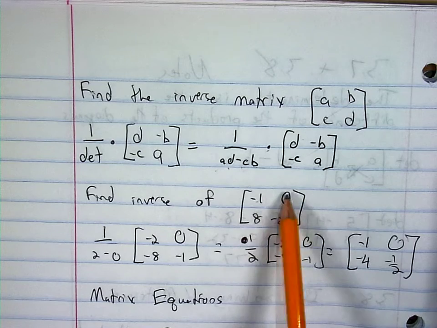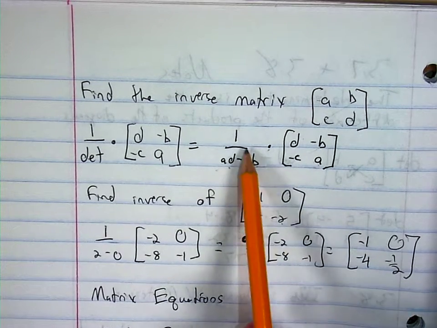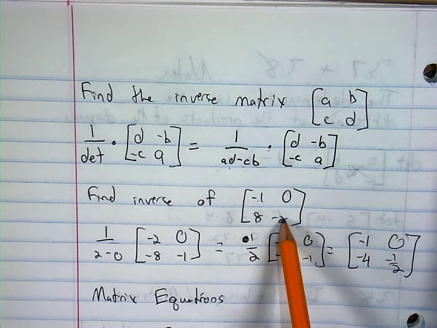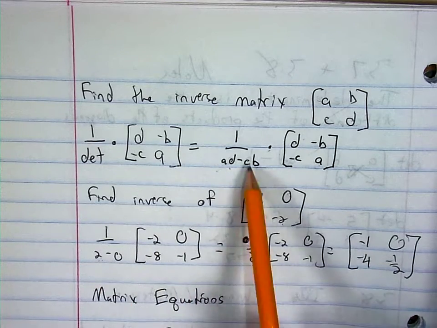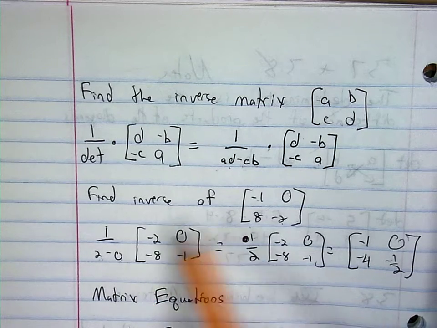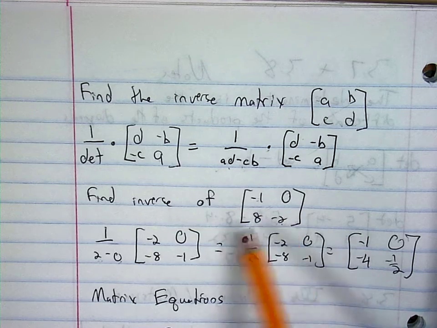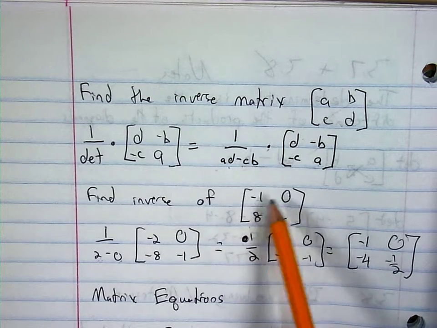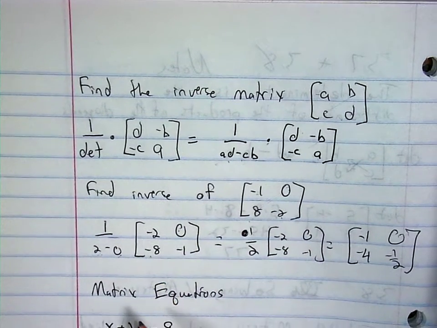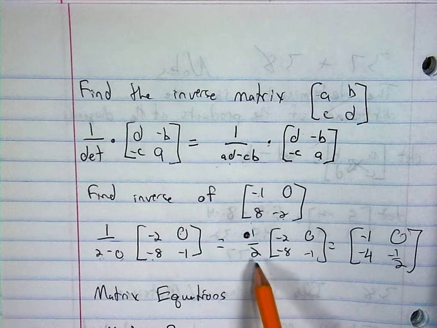We have negative 1, 0, 8, negative 2. Okay, so first we need the determinant. 1 over A times D. Negative 1 times negative 2 is positive 2, minus 0 times 8 is 0. Now we need to move these around. Negative 1 and negative 2 trade spots, so negative 2 is up here, negative 1 is down there. Okay, negative 0 is still 0, and this goes to negative 8.